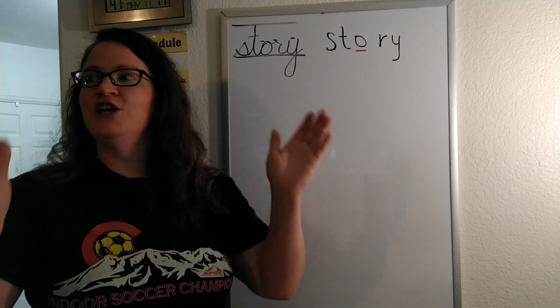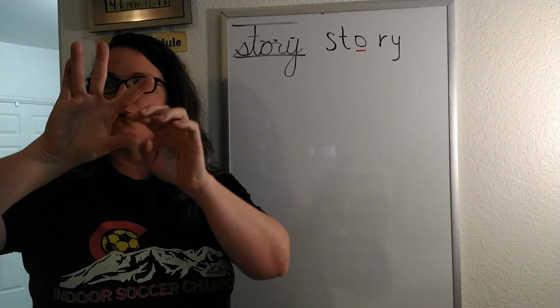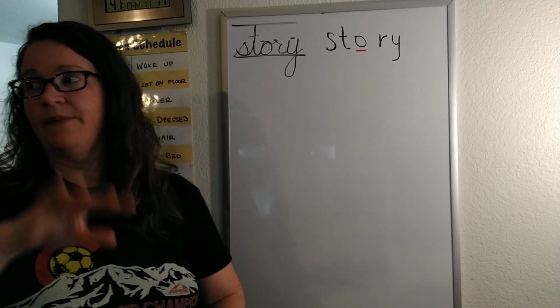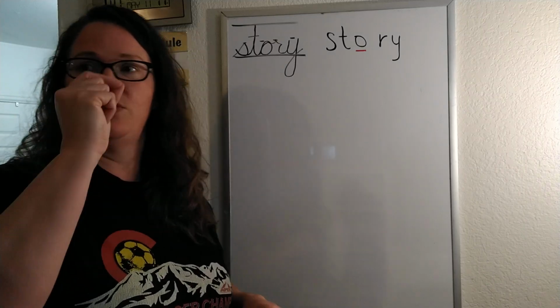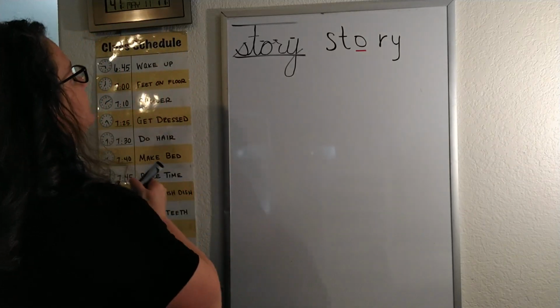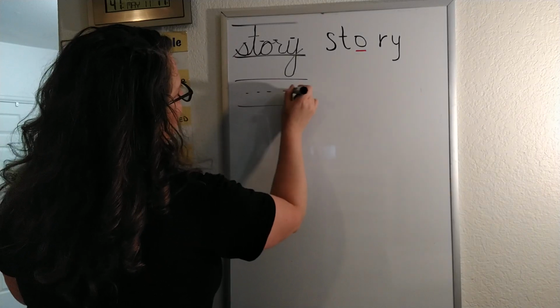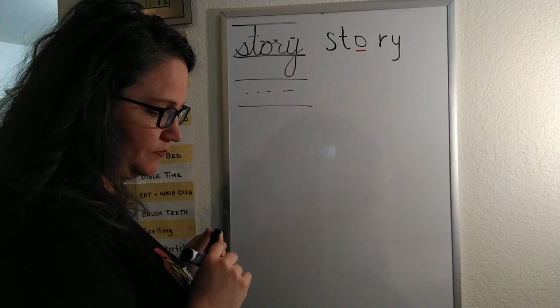Ready? Do it with me. Shore. Sh. O. R. She is supposed to say it out loud when we're doing it together. Don't ask her to stop. She can whisper softly when she's writing. Yes, but she has to say it when we're doing it together. Okay, so say it as you write it. Whisper as you write it, I guess. Shore.